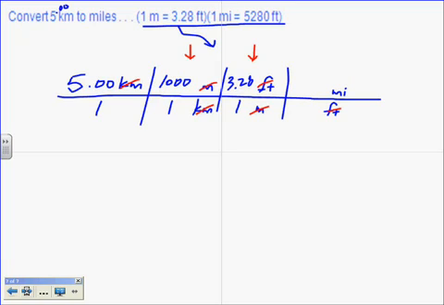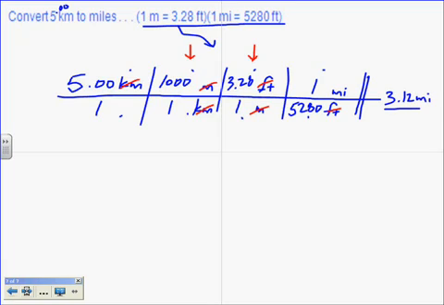It turns out, as you can see above, there is 5,280 feet in 1 mile. And as I calculate this out, I take the numerator times the numerator times the numerator times the numerator, and then divide that by the denominator times the denominator times that, and so on. And we end up with 3.12 miles for our answer.